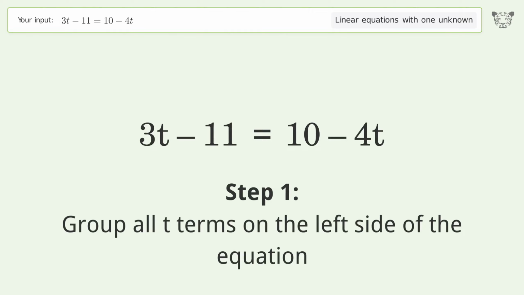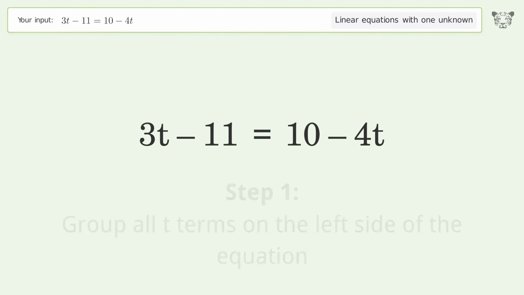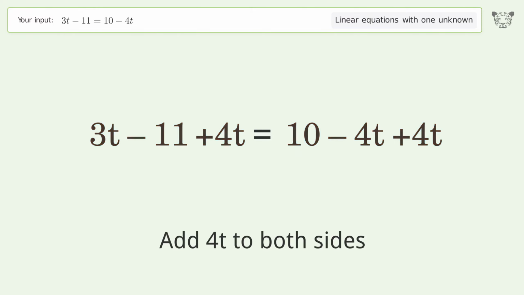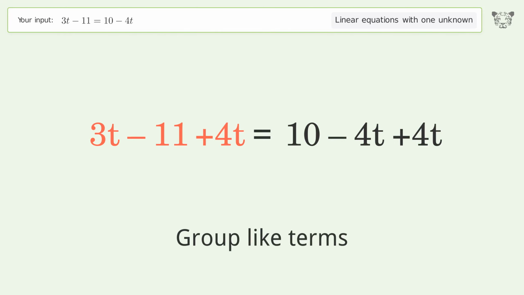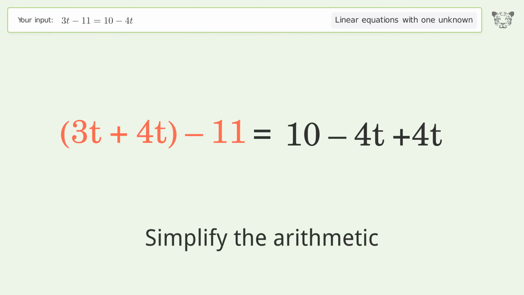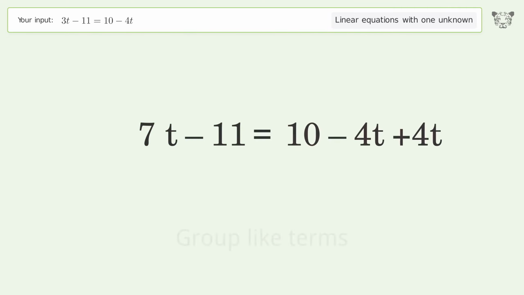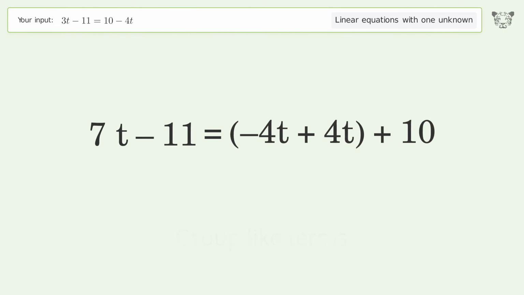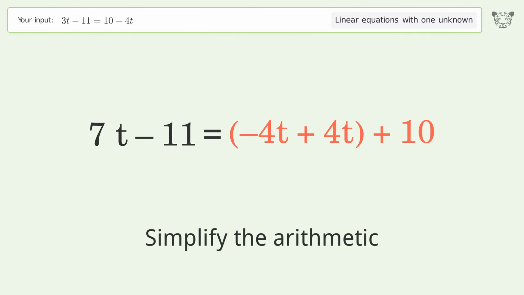Group all t terms on the left side of the equation. Add 4t to both sides. Group like terms. Simplify the arithmetic. Group like terms. Simplify the arithmetic.